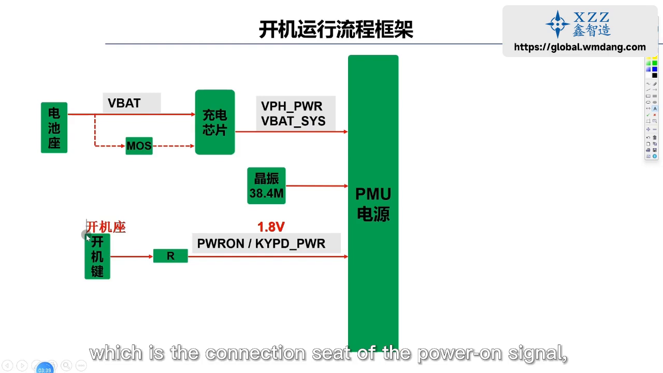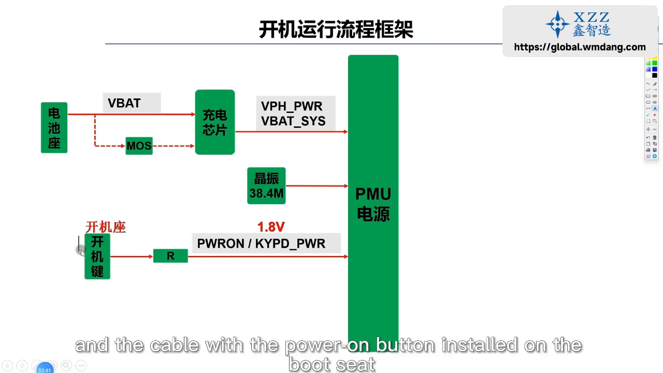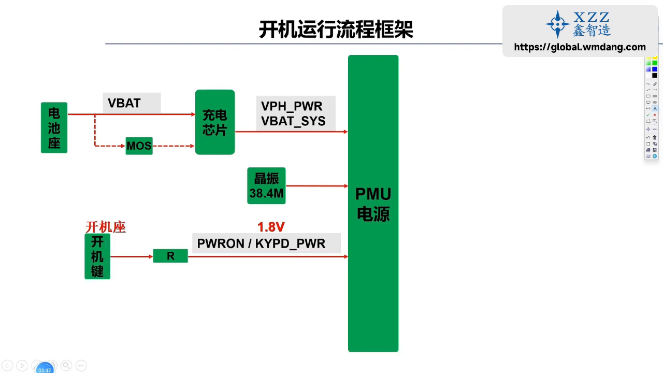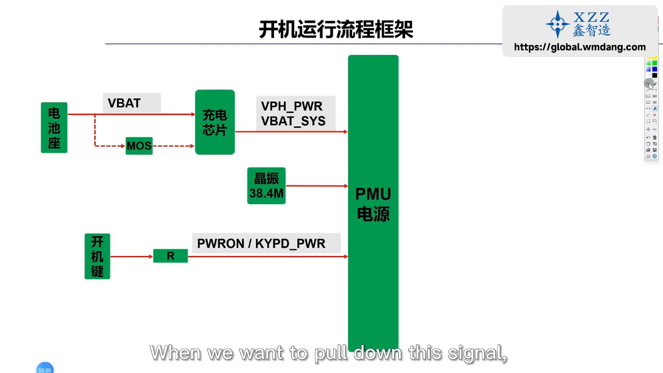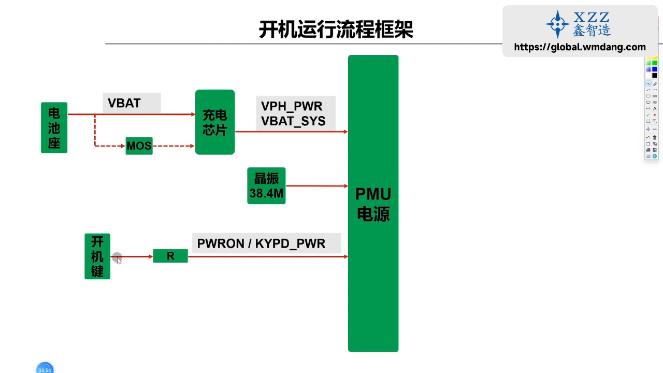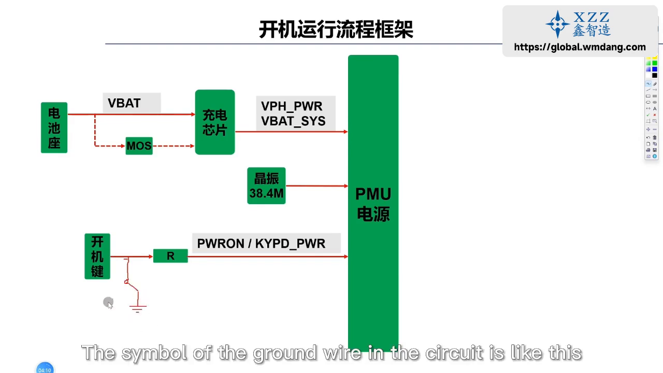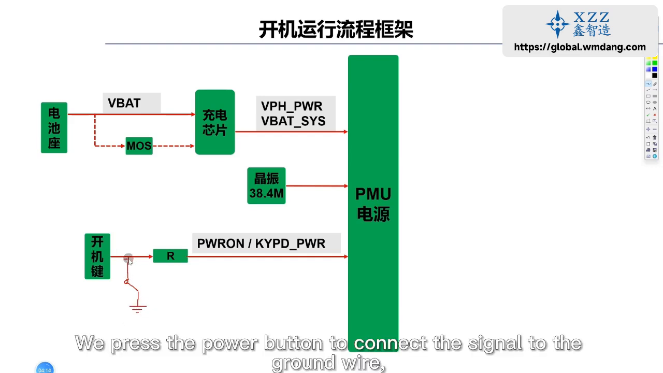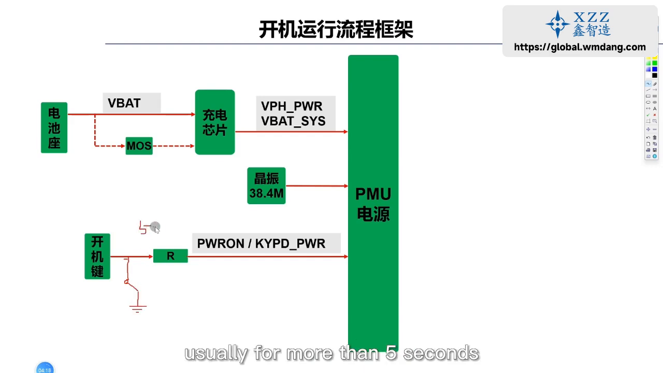which is the connection seat of the power on signal, and the cable with the power on button is installed on the boot seat. When we want to pull down this signal, we usually connect the power button signal to the ground wire. The symbol of the ground wire in the circuit is like this. We press the power button to connect the signal to the ground wire, usually for more than 5 seconds.